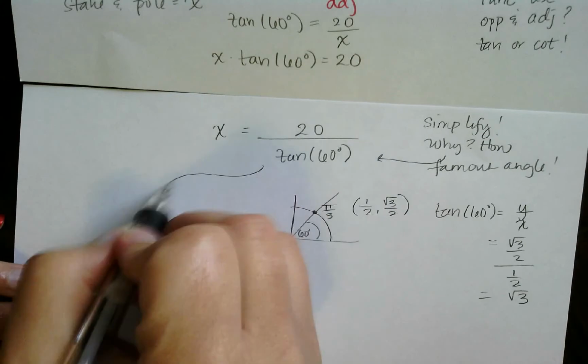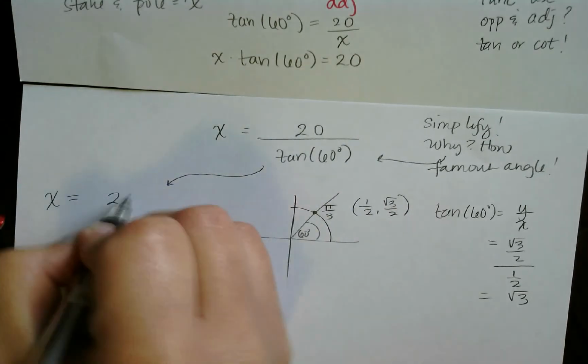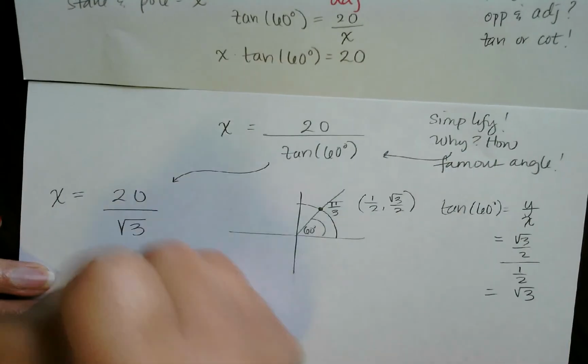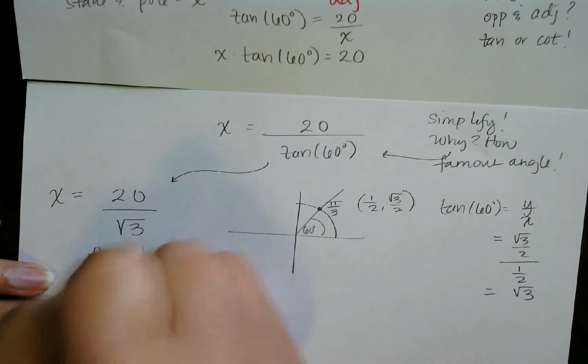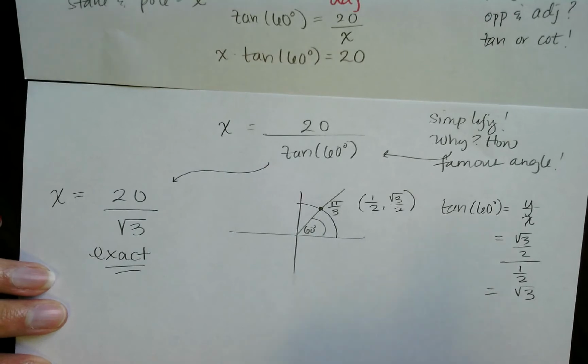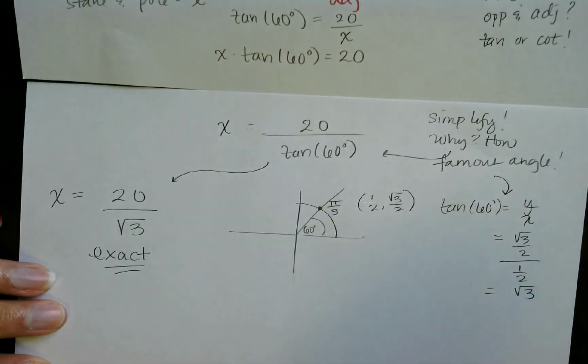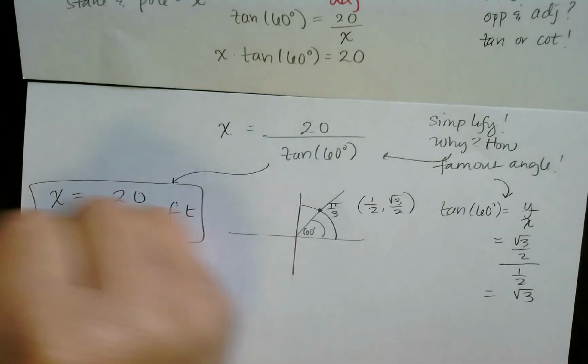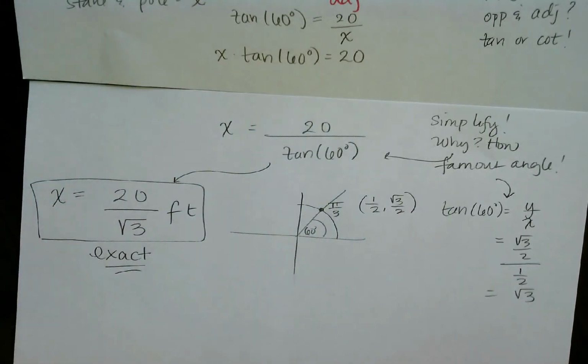So this is really x equals 20 over root 3, and that's exact. It didn't say approximate. It said to simplify. This is how you simplify. Okay? Feet. That's how far away the stake is from the pole in the ground.